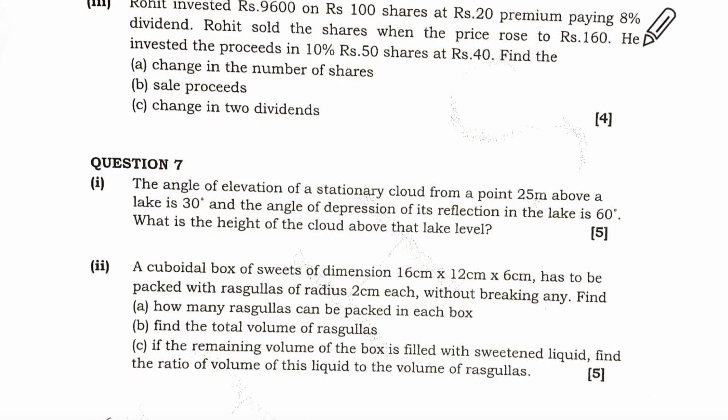Rohit invested rupees 9,600 on rupees 100 shares at rupees 20 premium, paying 8% dividend. Rohit sold the shares when the price rose to rupees 160. He invested the proceeds in 10% rupees 50 shares at rupees 40. Find the A. Change in the number of shares, B. Sales proceeds, C. Change in income.